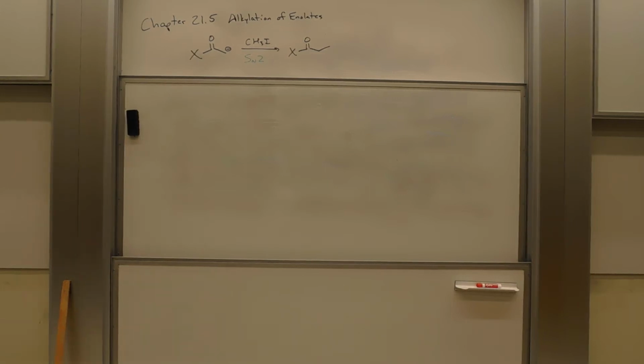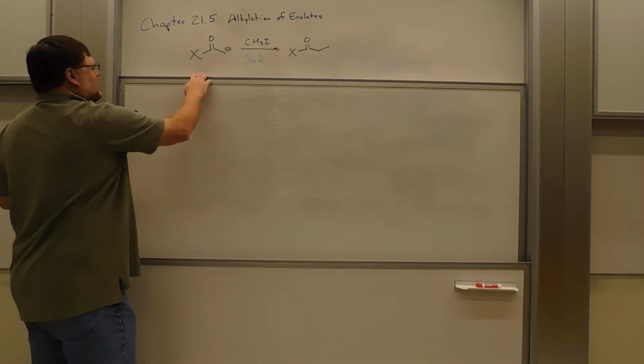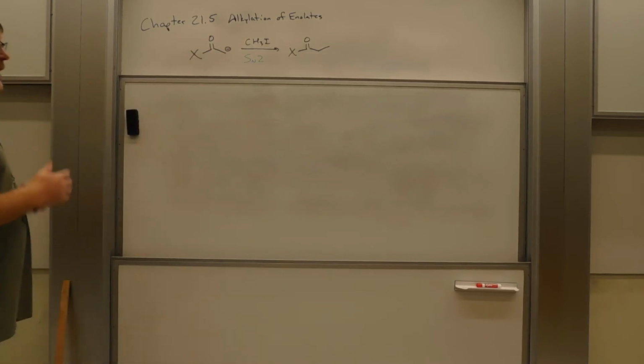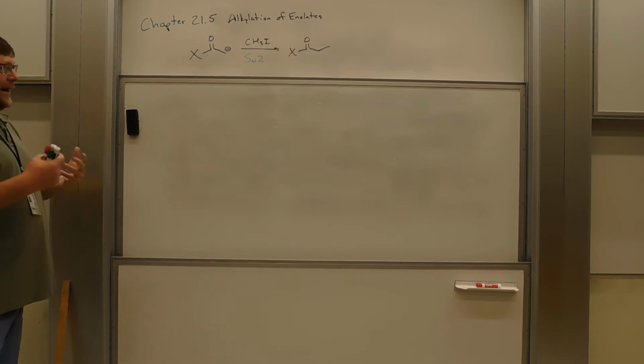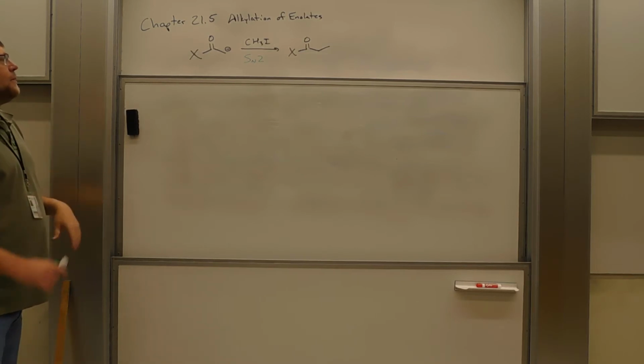Okay, continuing in chapter 21, section 5, alkylation of enolates. All right, as you might expect, enolates like this one, and I've drawn the negative on the carbon. Again, you can draw your enolates however you want. You can use a carbon-carbon double bond and an O minus. You can put the negative on the carbon. You need to understand the resonance between the two and the fact that they represent the same structure.